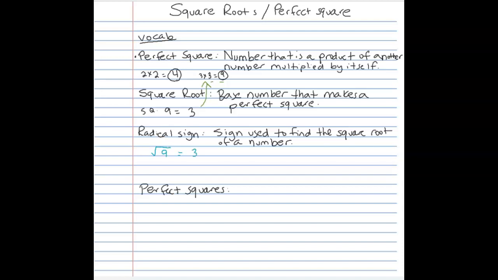There's actually two numbers here. It could be 3 or it could be negative 3. For our case here, we're only going to talk about the positive numbers. I'm not going to worry about the negative numbers, not yet. So let's talk about our perfect squares.